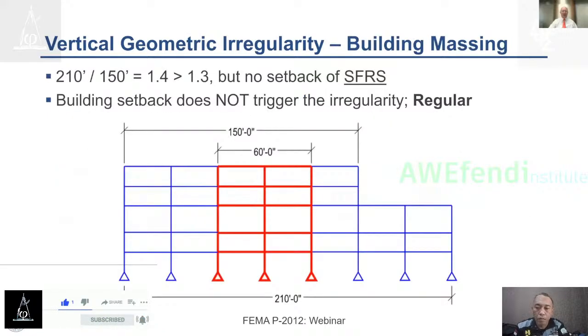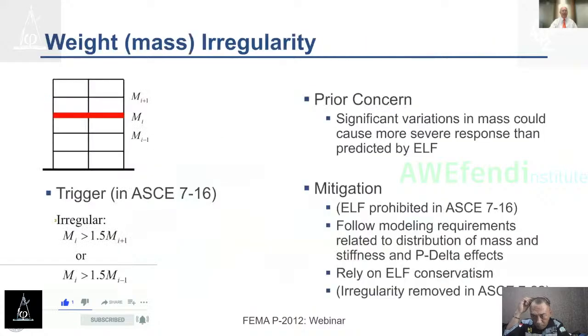In this example, there's no irregularity in the seismic system. The building massing changes, but that does not trigger the irregularity. It's a concern with the strength and stiffness of the actual system, seismic system. We mentioned the weight irregularity has been eliminated because we have to model the mass correctly. And if we do follow all of the requirements in ASCE 7-22, our design will be adequate.